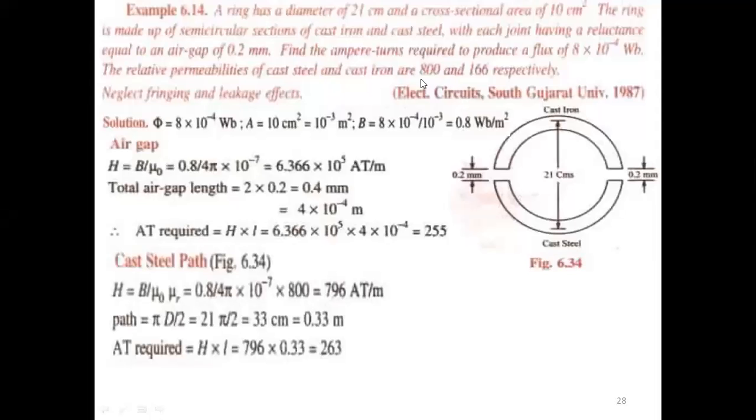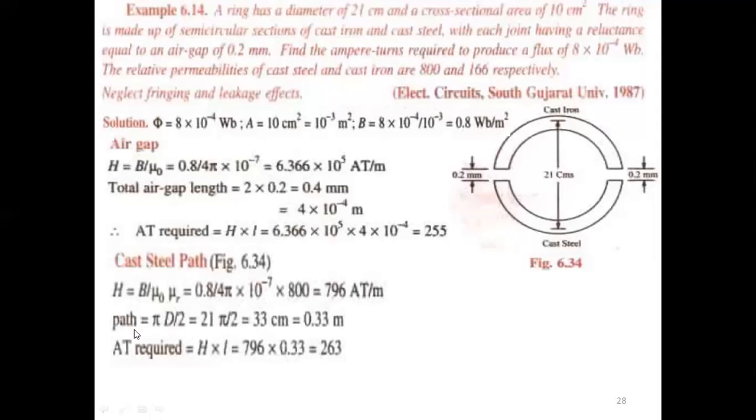800 is the mu R, the relative permeability of the steel material here now. So you substitute all values: 0.8 divided by 4π into 10 to the power of -7 into 800 equals 796 ampere turn per meter. You got H this one? Yes, sir. Okay. Next, the path, which is nothing but the length, we have to calculate.